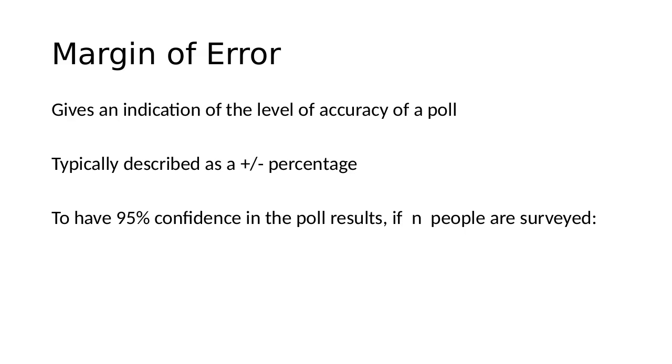So the margin of error lets us know how accurate a poll is. It's typically described as a plus or minus with a percentage. So like we said just a minute ago, plus or minus 5% lets us know how accurate our poll is. And if we want to have a 95% confidence level in our poll results, that means we can feel really good about these results. If n people are surveyed, the margin of error is plus or minus 1 over the square root of n.